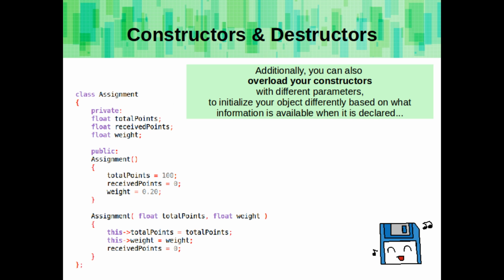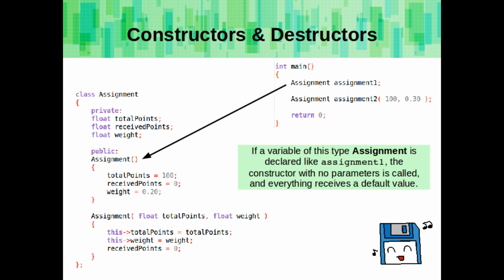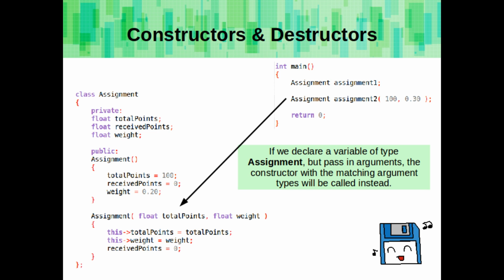Additionally, you can also overload your constructors with different parameters to initialize your object differently based on which information is available at the time. If a variable of this assignment type is declared as assignment 1, and we don't pass anything in, it just looks like a normal variable declaration, everything is assigned to default values, like in this constructor right here. But if we declare another variable of type assignment and pass in a couple of arguments, then the constructor that takes those two arguments in will initialize some of the values for us. It still sets received points to 0, but at least now we have total points and the weight initialized to some value.